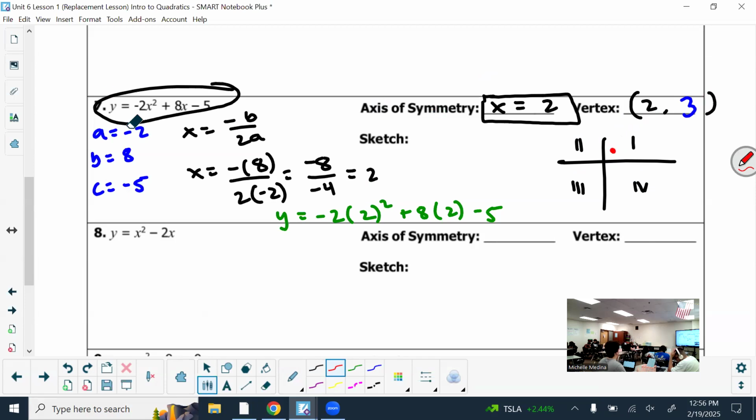And based on your A, that should tell you if it opens up or down. So if A is negative, does it open up or down? Down, right? Because when negative things happen to you, right? And it's just a sketch. Right now, all I really care about is that it's in the right quadrant and it opens up the right way. Good there?